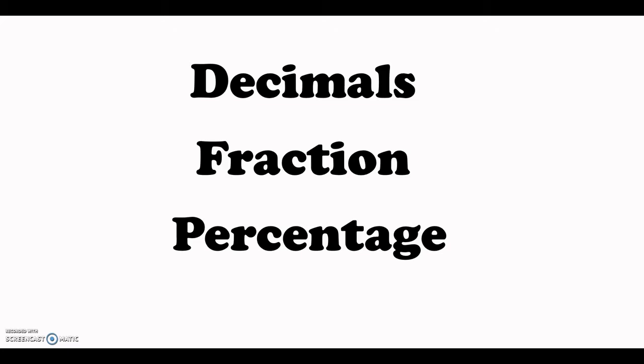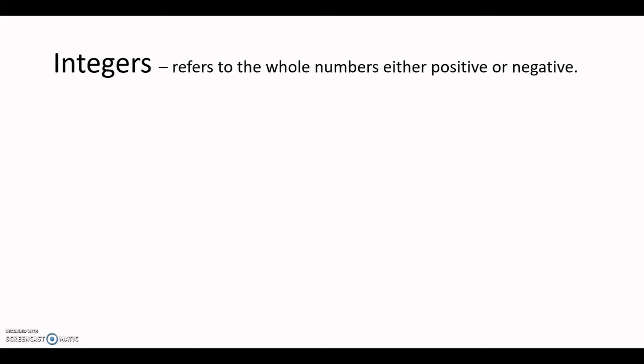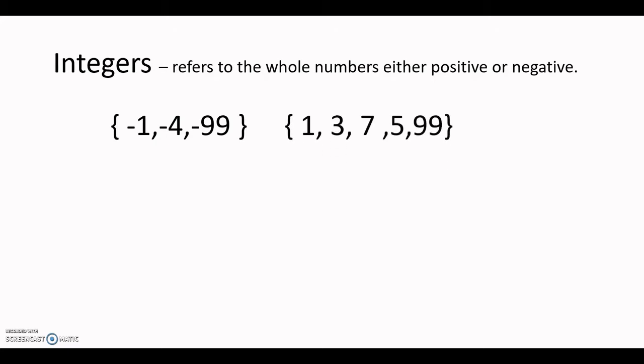In the number system tree, we have two types of numbers. First, the integers that refer to the whole numbers, either positive or negative. These numbers don't have a fractional component. For example, we have -1, -4, and -99, etc. Or 1, 3, 7, 5, and 99 as positive integers.